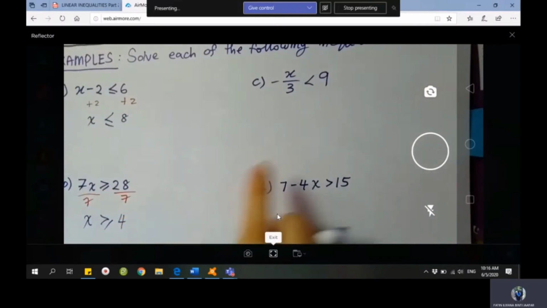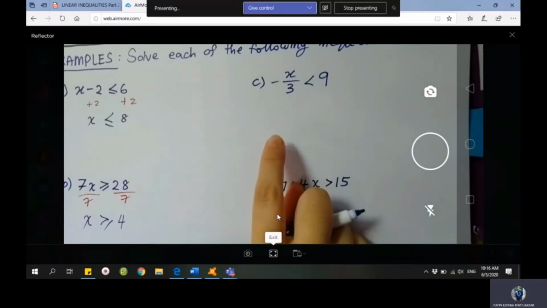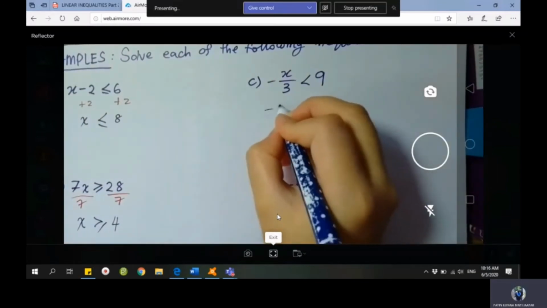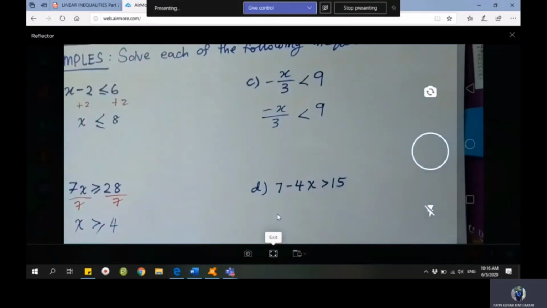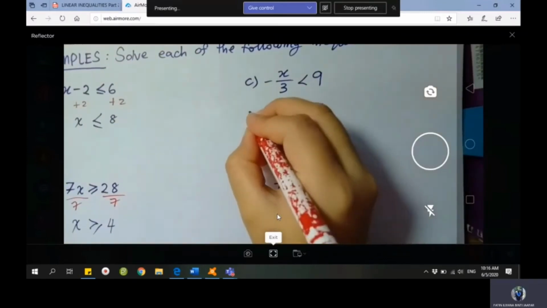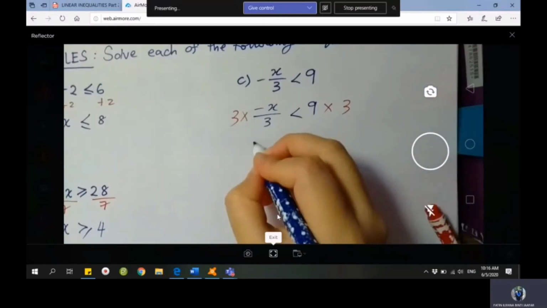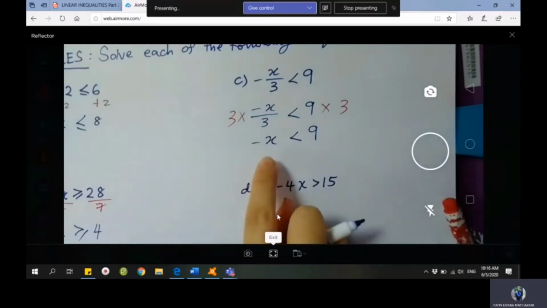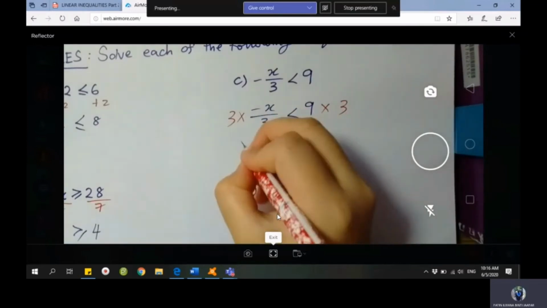Okay, next. For C, negative x over 3 is less than 9. Okay, so kat sini maksudnya negatif ni kita boleh letak dia untuk x. Negative x over 3 less than 9. Okay, so get rid 3 maksudnya kita kena darab 3. So this side darab 3, sini pun darab 3. So we will get negative x less than 9. Okay. And then we want to get rid negative. So we have to multiply with negative 1.